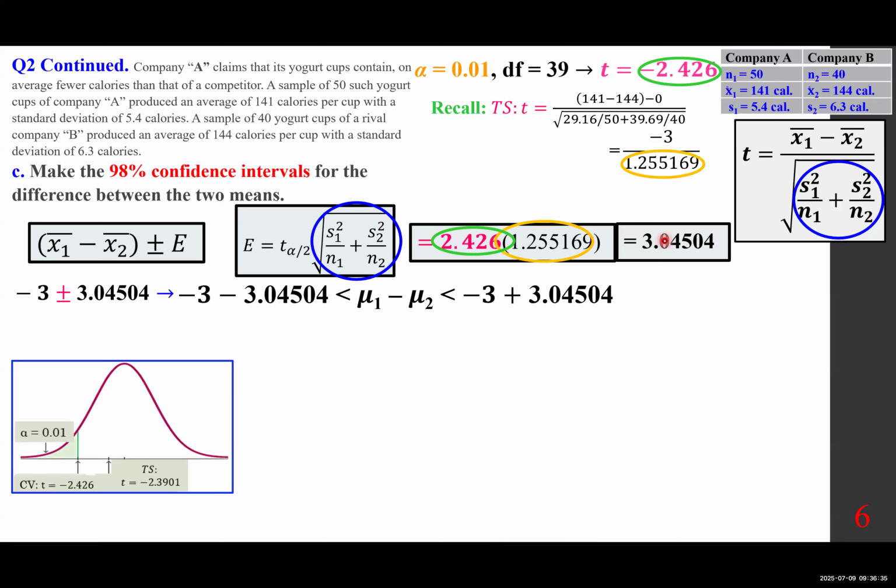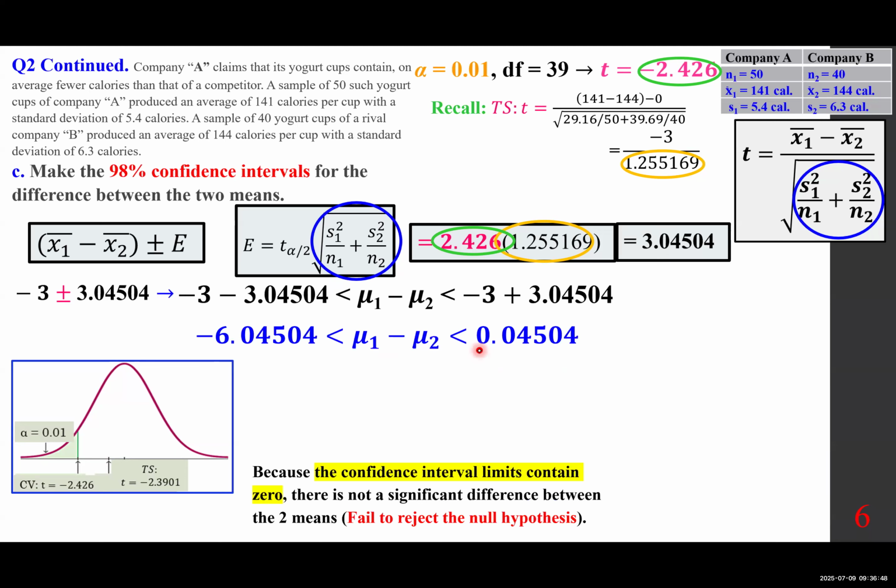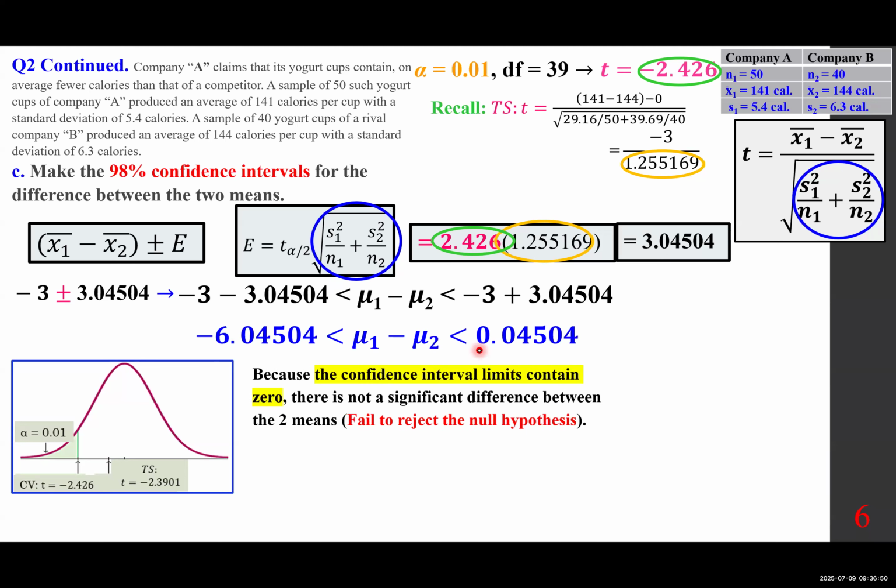Another way of reporting, you're going to say mu1 minus mu2 is between these two numbers. And again, it contains 0 because it goes from negative to positive. Because the confidence interval limits contain 0, there is no significant difference between the two means. Fail to reject the null hypothesis. So this corresponds to what we just did.